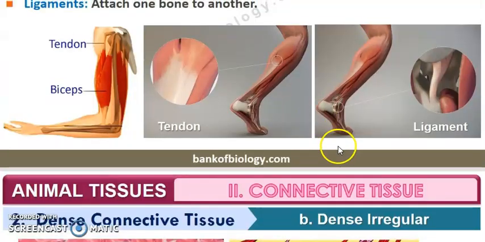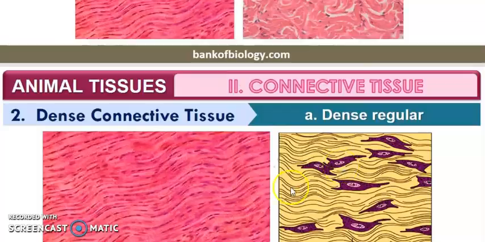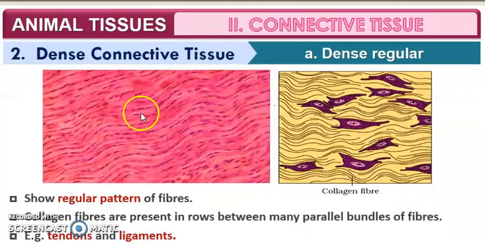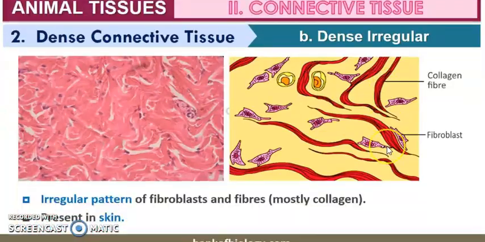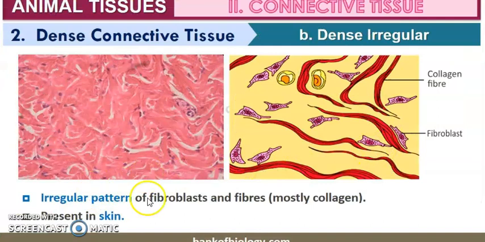In the regular pattern we saw it was arranged properly in a row, present as parallel bundles of fibers, right? So you can see how neatly it is arranged. But in irregular, what happens? There is an irregular pattern of fibroblasts and the fibers, which is mostly collagen. And where can we find this dense irregular connective tissue? It is seen in the skin. It is present in our skin. Clear, children? This is about the dense irregular connective tissue.